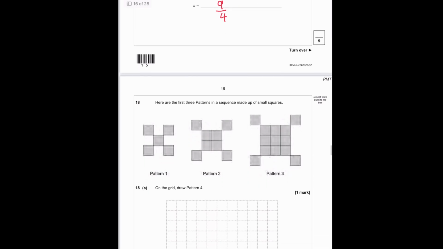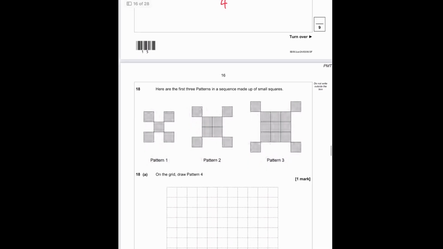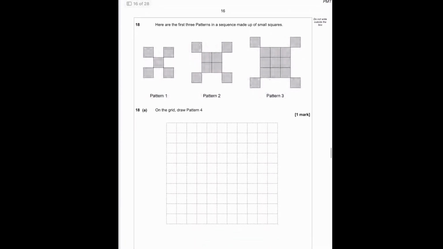Here are the first 3 patterns in a sequence made up of small squares. On the grid, draw pattern 4. So this is 1, 1, 2, 1, 2, 3. So we're going to go across 4 this time. So we want 1, 2, 3, 4. That's going to be the centre. 1, 2, 3, 4 up. And then we would want 1 here, 1 here, 1 here, and 1 here.